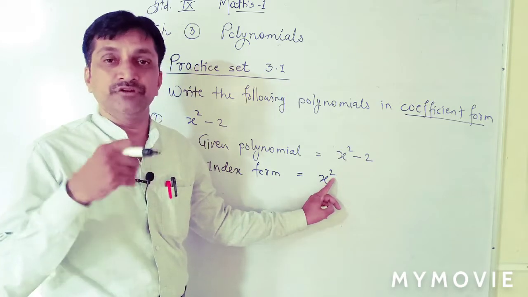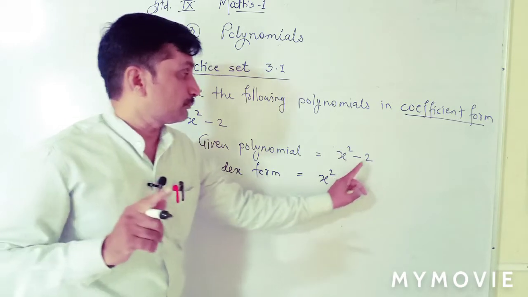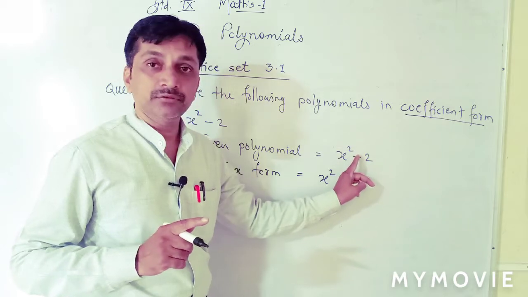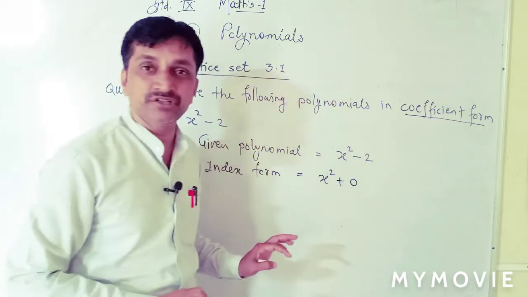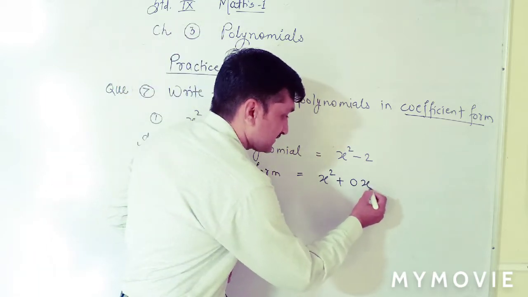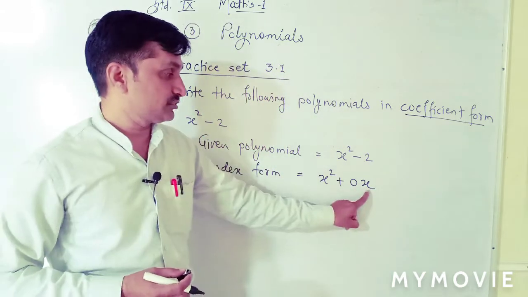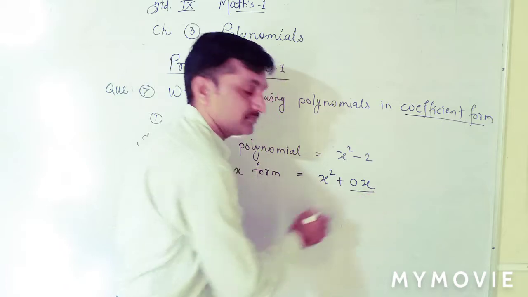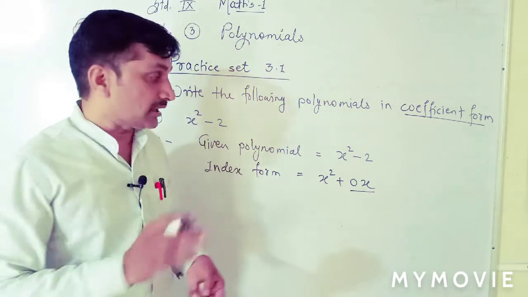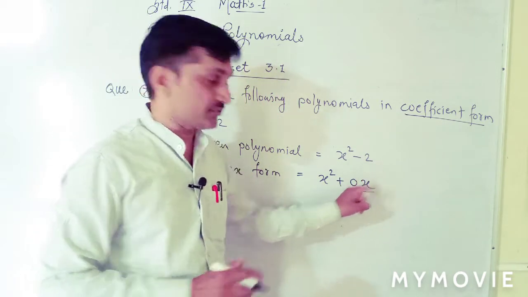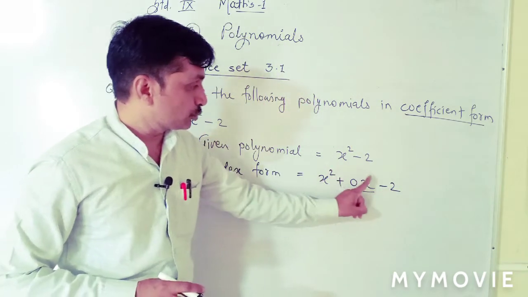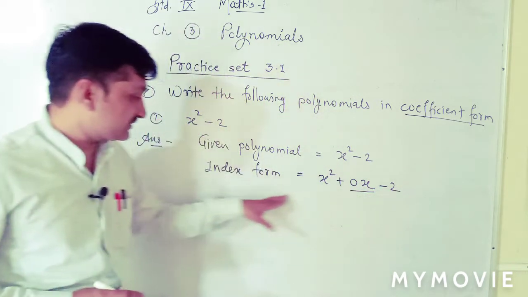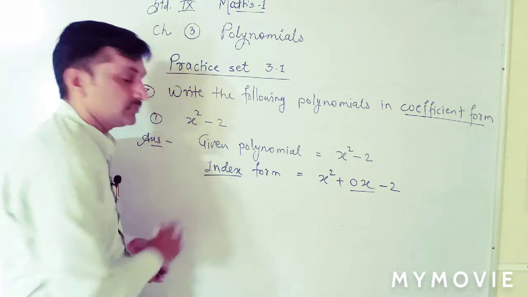After 2, which power should be there? 1, but power 1 is not given. That's why we have to write that power with coefficient 0: 0x. This is the missing term. And after that, power 0 means the constant, minus 2. Let's say 2, 1, 0. Now this is called index form.